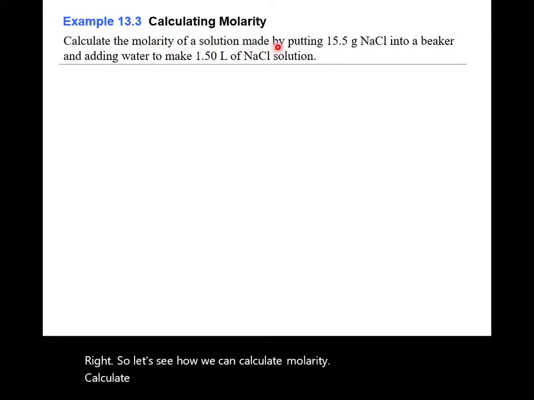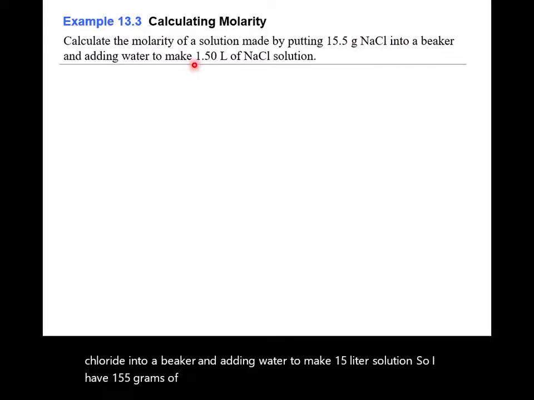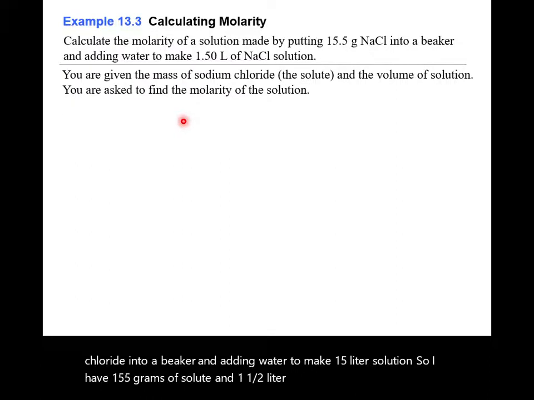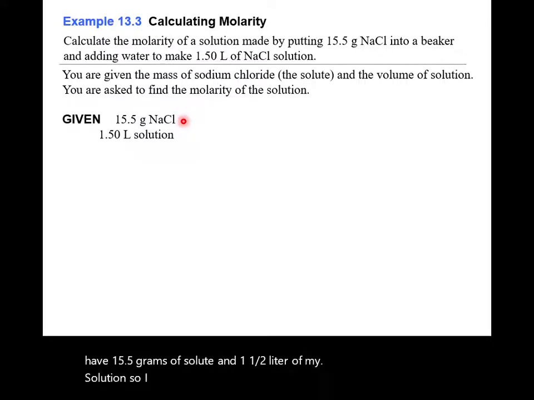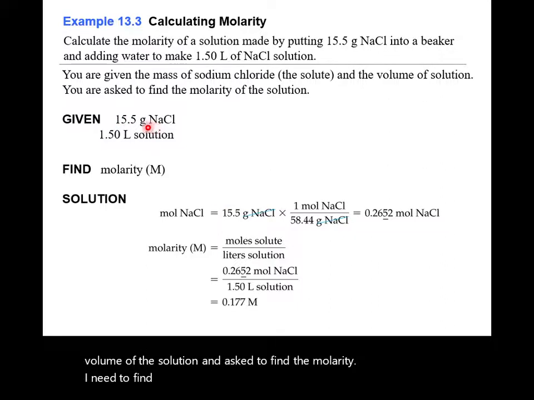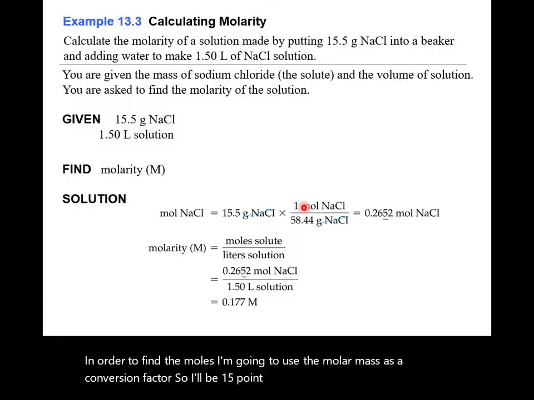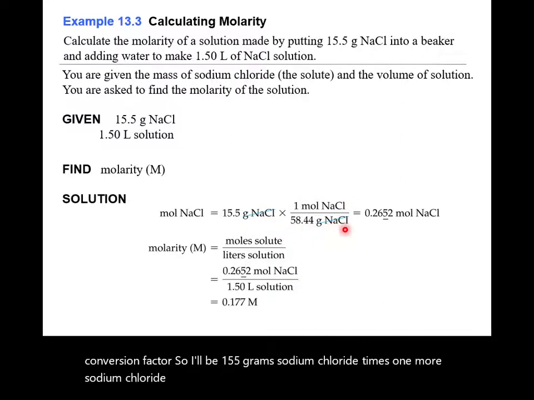Calculate the molarity of a solution made by putting 15.5 grams sodium chloride into a beaker and adding water to make 1.5 liter solution. So I have 15.5 grams of solute and 1.5 liter of my solution. I am given the mass of sodium chloride as well as the volume of the solution. I'm asked to find the molarity. I need to find the moles first because this is given to me in mass. In order to find the moles, I'm going to use the molar mass as a conversion factor. So it'll be 15.5 grams sodium chloride times 1 mole sodium chloride over 58.44 grams, which will give me 0.2652 moles of sodium chloride.